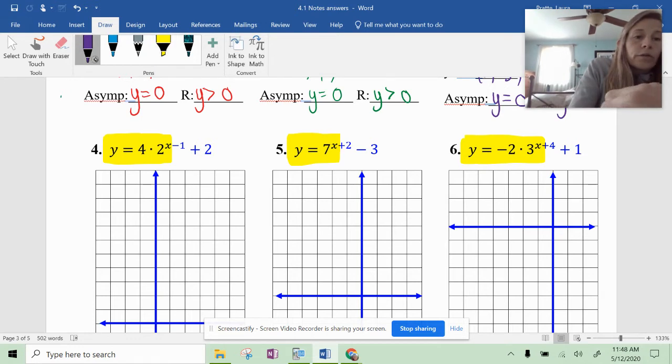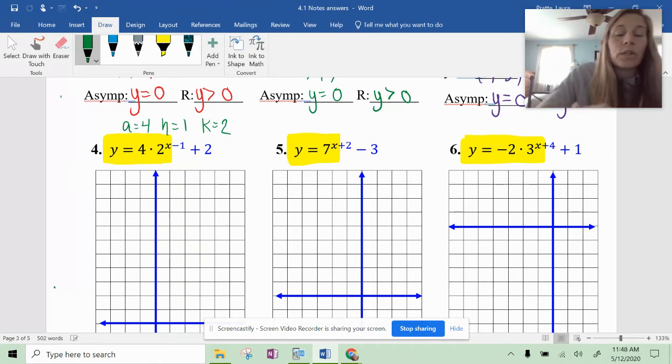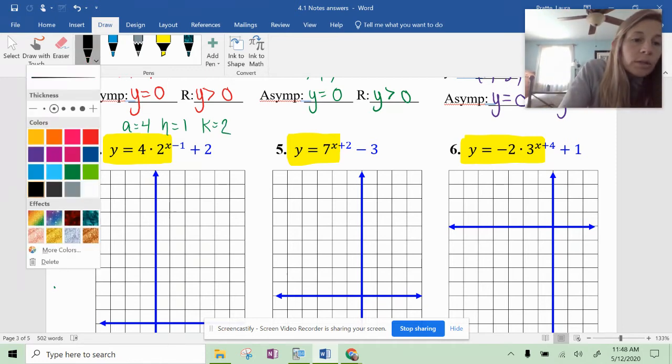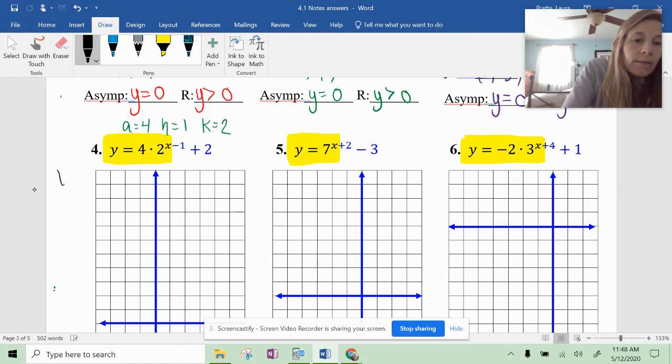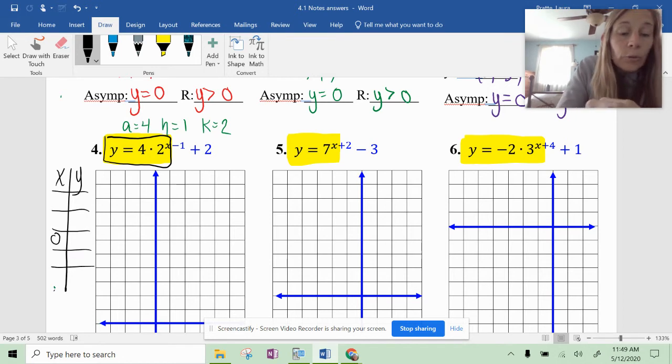Okay, so for the first one, I know my a value here is positive 4, my h is positive 1, and my k is positive 2. So I'm going to do my parent function graph first, and then I'm going to shift it. So that's why I'm doing the parent function in black. I'll do a little dotted line so you can tell that it's just that part, and then we'll shift it according to that 1 and that 2.